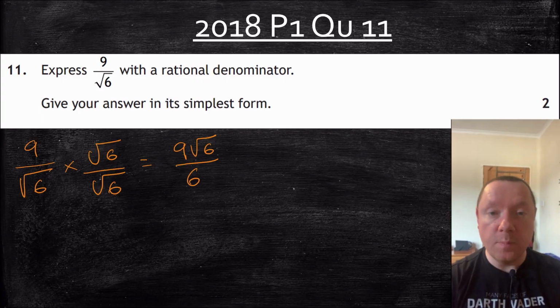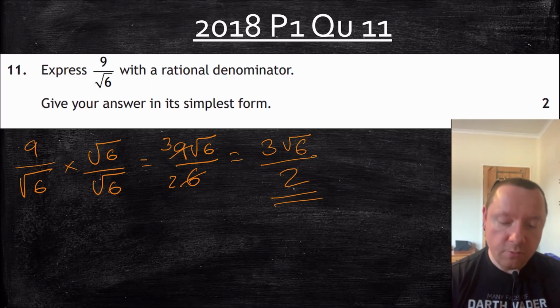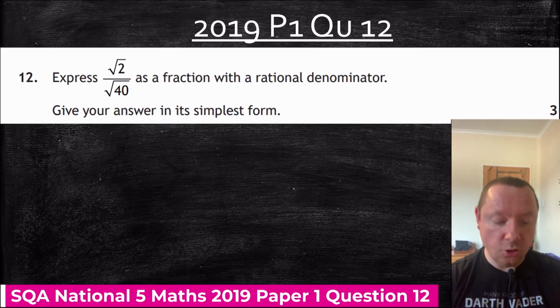I can simplify the number parts by dividing by 3. 3 goes into 9 3 times. 3 goes into 6 twice, leaving 3 root 6 on the top and 2 on the bottom for our final answer. 2019 paper 1 question 12 was root 2 over root 40 expressed with a rational denominator.